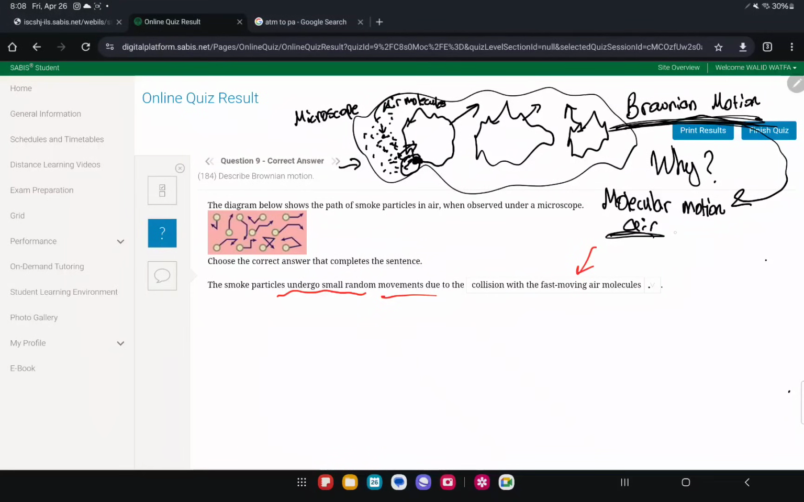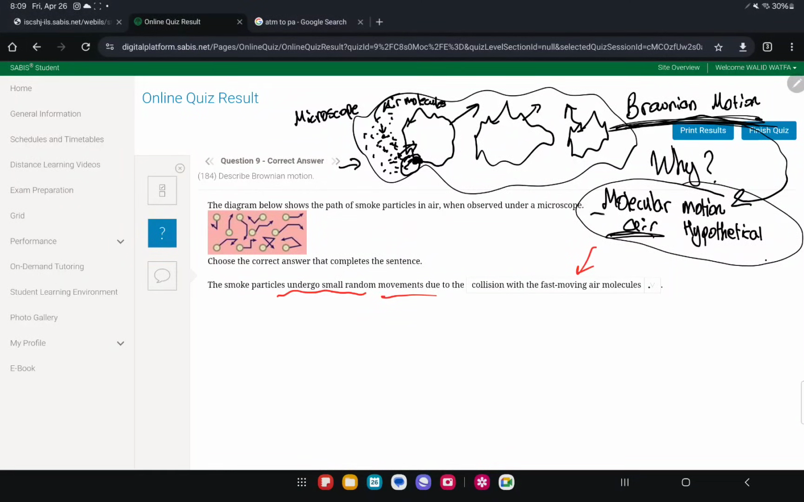But scientists say this is a hypothetical theory. Okay, it's hypothetical because they haven't been able to prove it and zoom in and see the air molecules, because the air molecules are too small. They just kept this hypothetical, and for now it's just a theory.